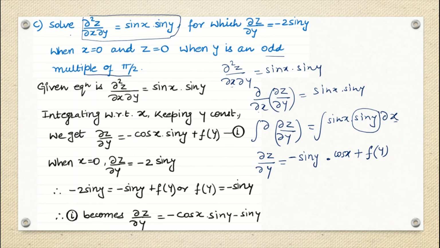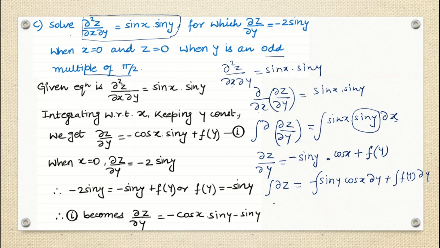Now I am again going to find the integration with respect to y. So how should I write? I am writing the integral sign on both sides. That means the integration of ∂z on the left, and on the right, minus sin y cos x dy, plus the integration of f(y) dy.